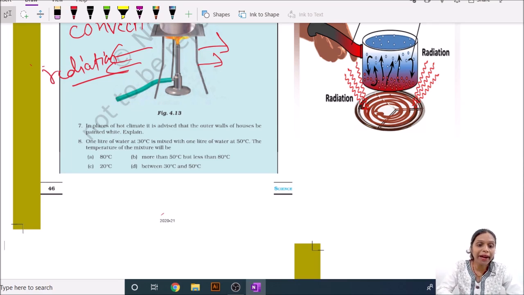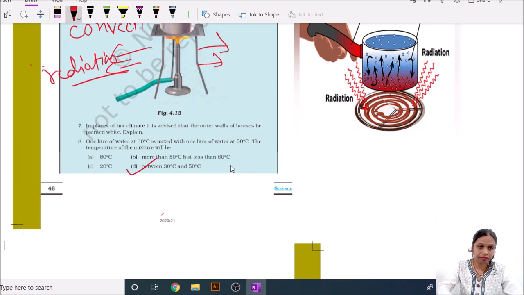Explain, because white color reflects the radiation of the sun throughout the day. That's why in hot areas white color is preferred rather than black. Okay, 1 liter of water at 30 degrees Celsius mixed with 1 liter of water at 50 degrees, then the temperature would be what? It will not be more than 50 degrees, it is between 30 degrees to 50 degrees.